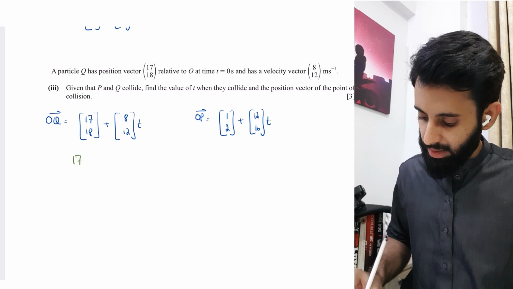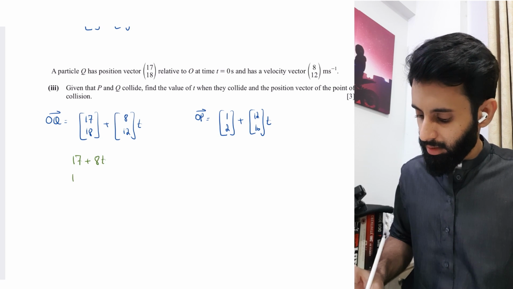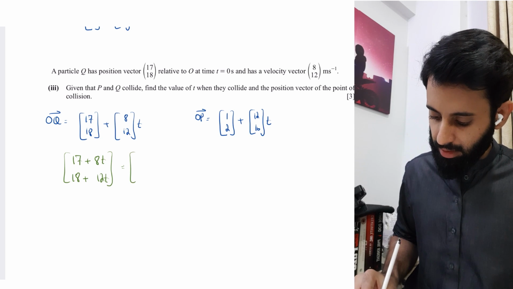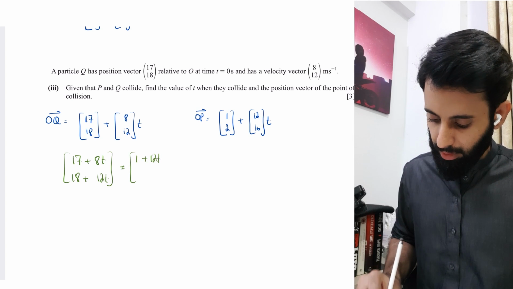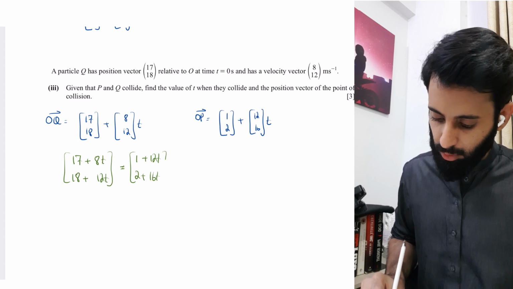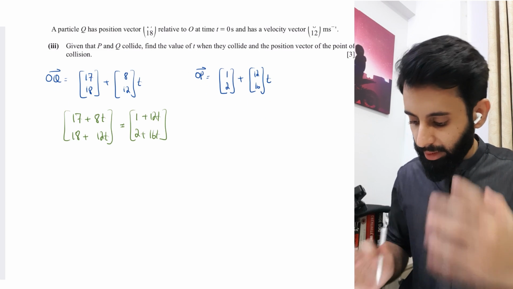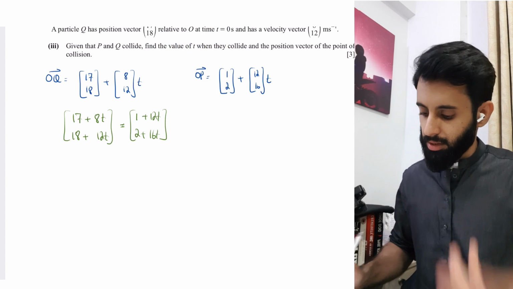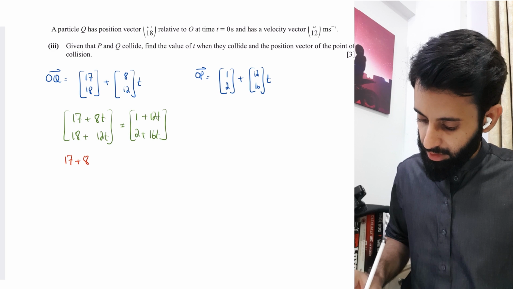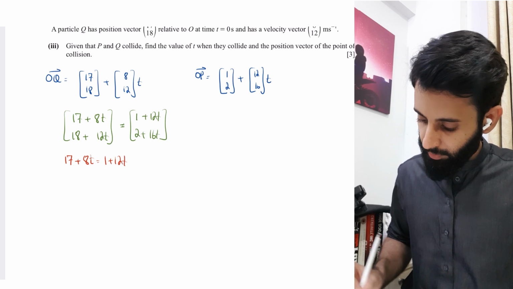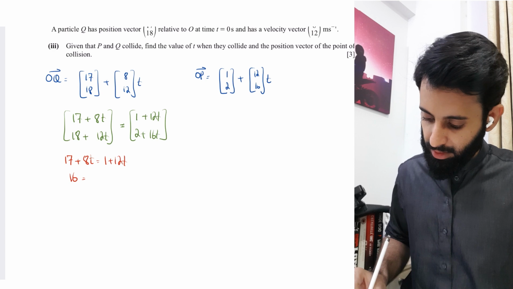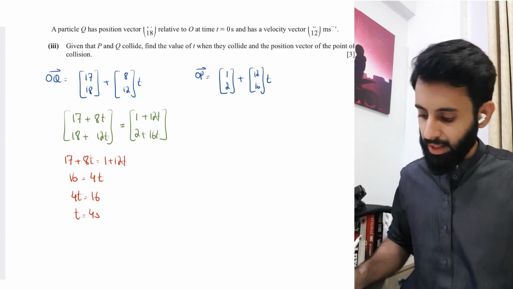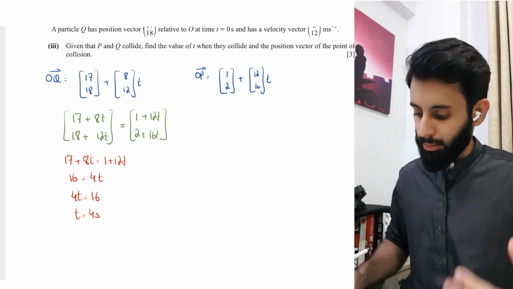So we're looking at 17 plus 8t and 18 plus 12t. This is what OQ looks like, and I'm going to set it equal to 1 plus 12t and 2 plus 16t, because this is what OP was like. You can equate any one of the two equations and you will get the right answer. In fact, one way to check is to solve both and see whether you get the same answer. So 17 plus 8t equals 1 plus 12t. 17 minus 1 is 16, 12 minus 8 is 4, so 4t equals 16, so t equals 4 seconds. Again, you could have used the other equation and ended up with the same answer.